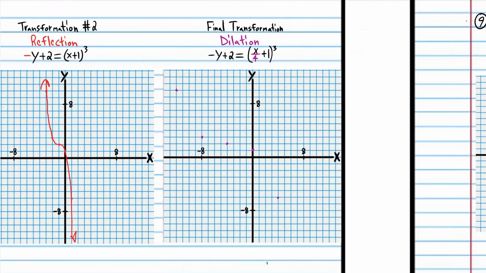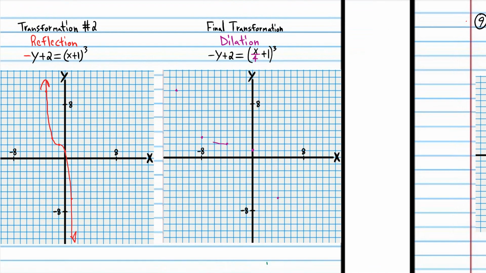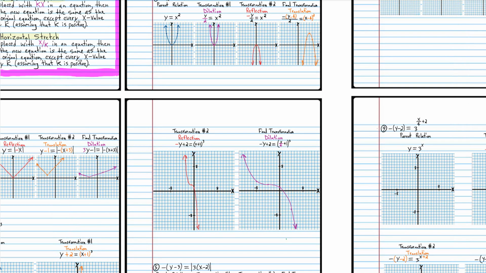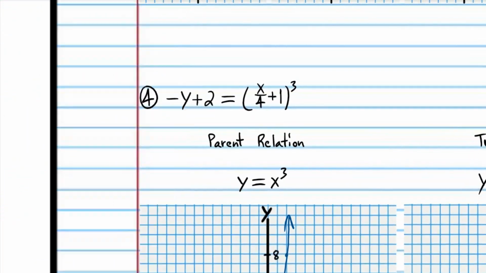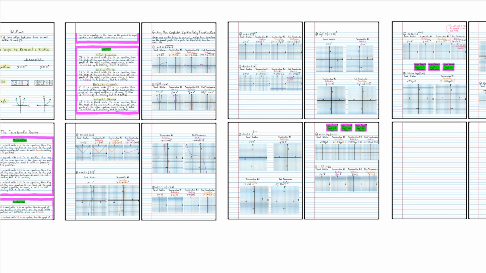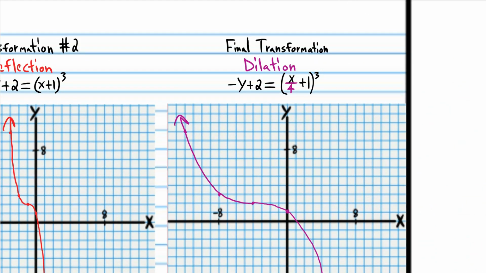Just to be clear what's happening here. So now we connect the dots, and the good news is this graph is the graph that we're looking for. That's the graph of this equation. This equation that we're trying to graph is the exact same equation that we had in the final step. This equation here.